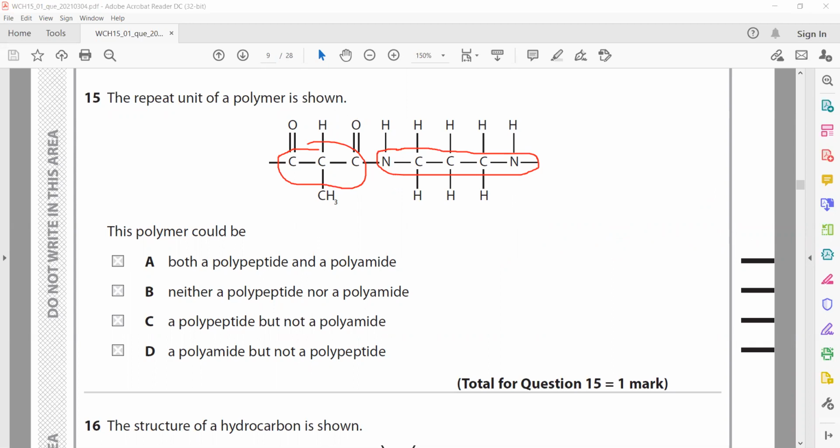So for question 15, the correct answer is D.